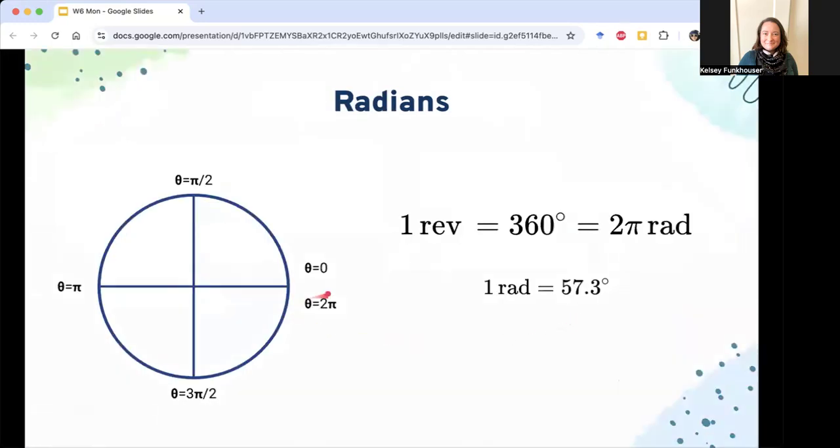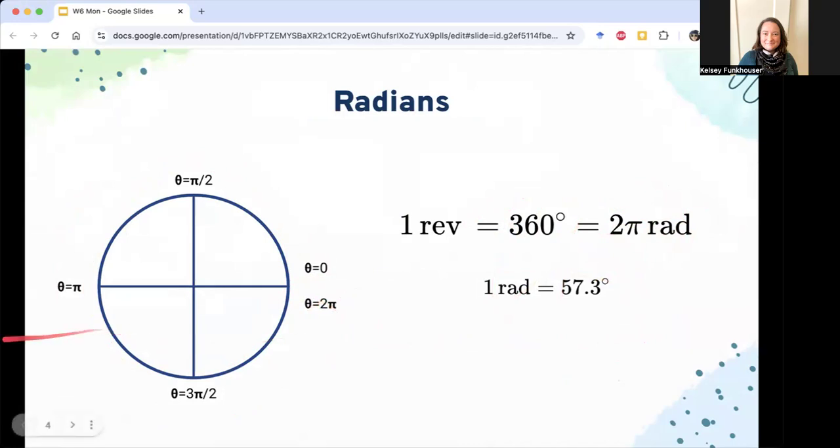In radians, one revolution, which is one time all the way around the circle, is 360 degrees, and it's also 2 pi radians. So you can use this relationship between 360 degrees and 2 pi radians to find that 1 radian is 57.3 degrees.